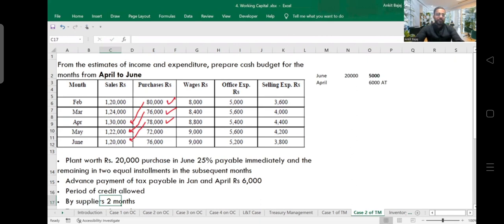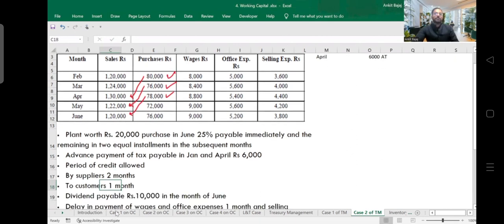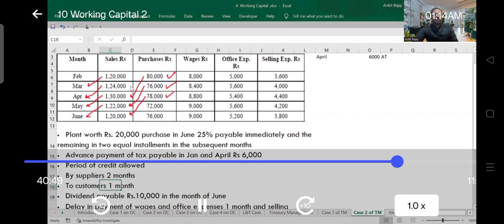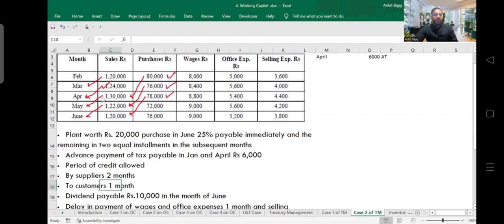Then further, if you read the question, what does it say about customers, that is, debtors? You allow a credit period of 1 month, right? So you will be receiving March month payment in April, April month payment in May, and May month payment in June. So these three data we consider here: 1,24,000, 1,30,000, and 1,22,000. Right? These three data we have to take here.